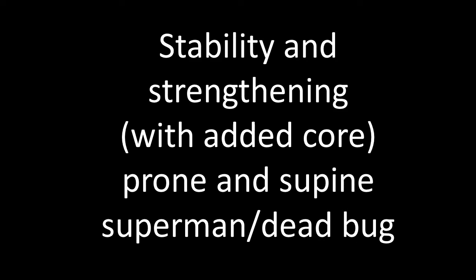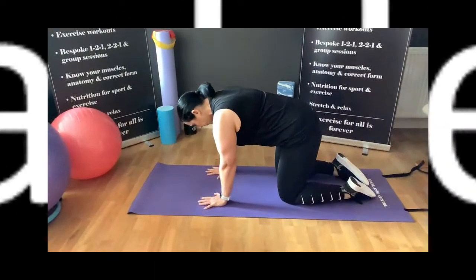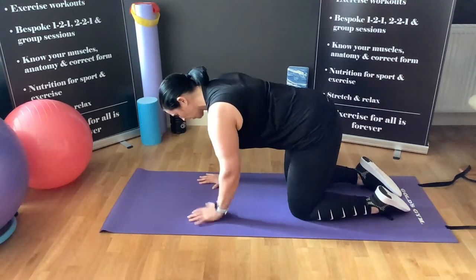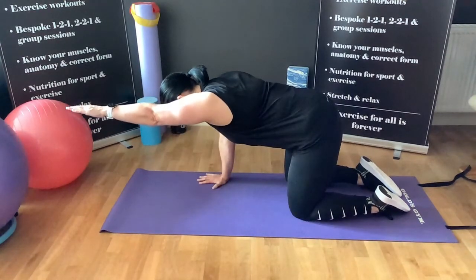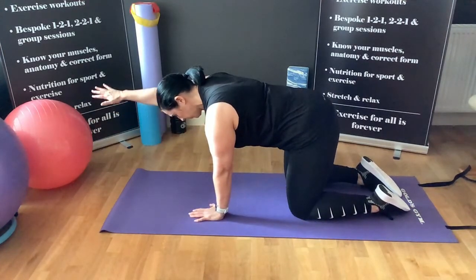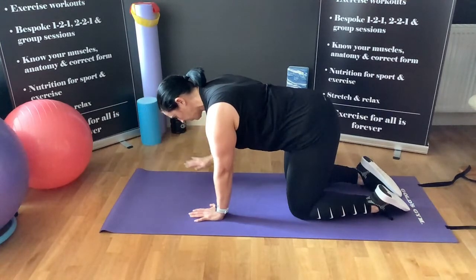Prone Superman pose and supine dead bug for stability and strength, showing adaptations. First, with a neutral spine, tabletop position. Shoulders over wrists and hips over knees. For stability, lift one limb at first to control. No movement of the body other than that one limb.